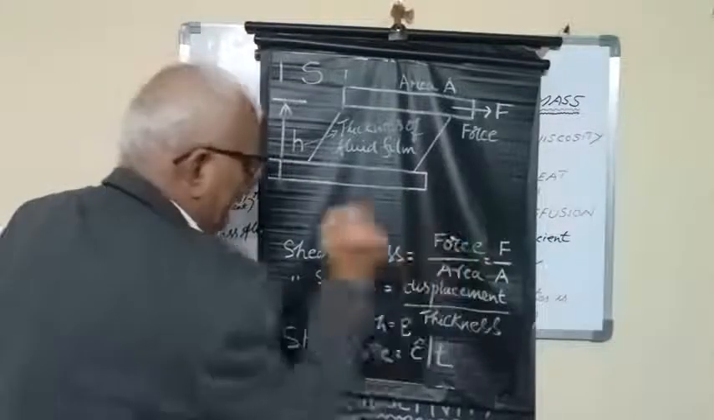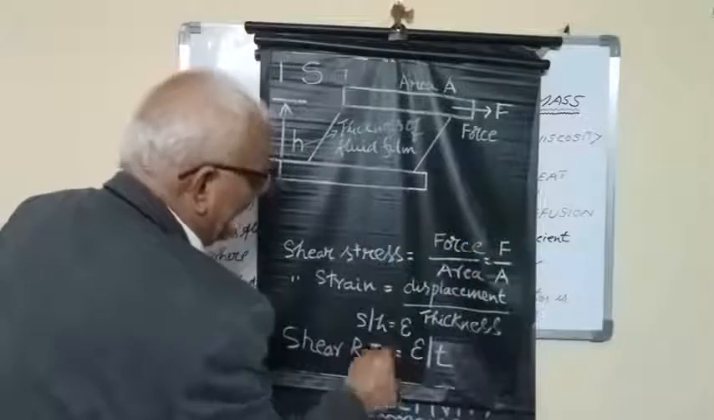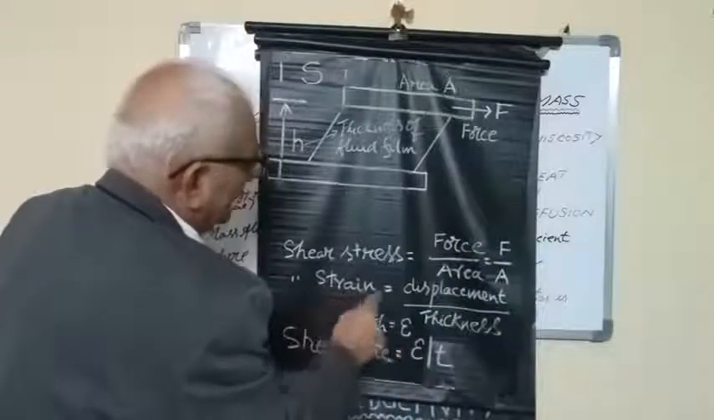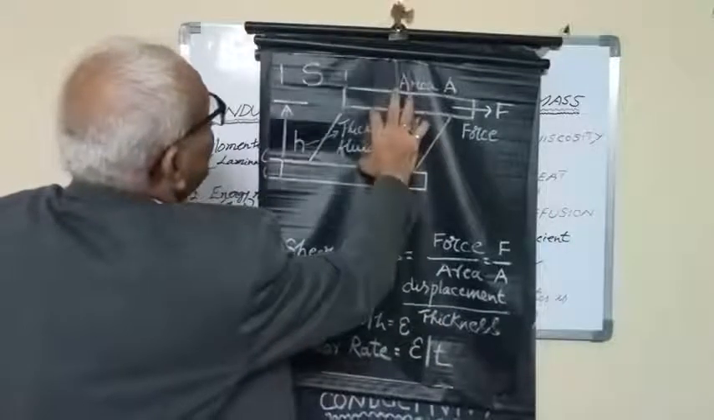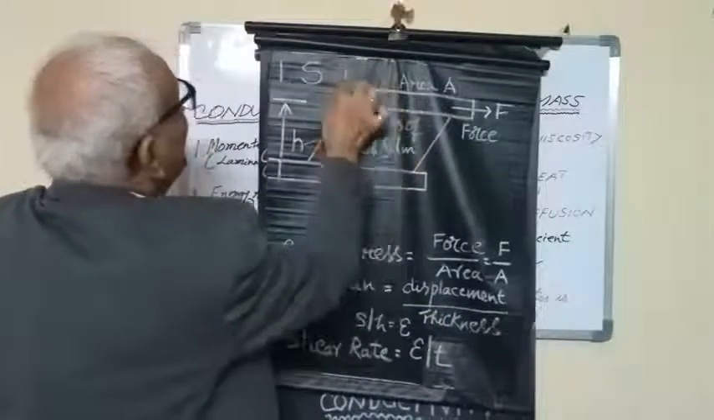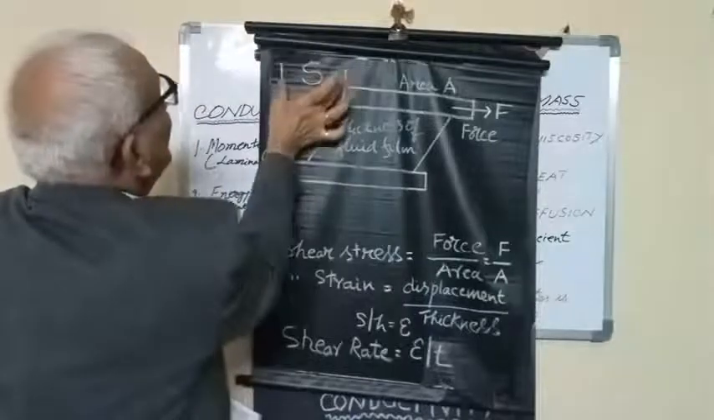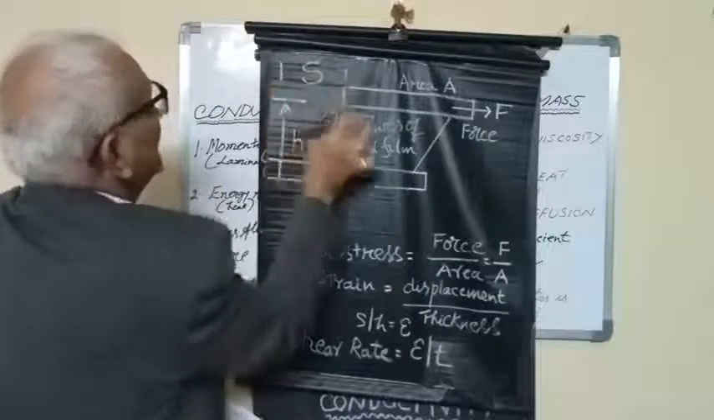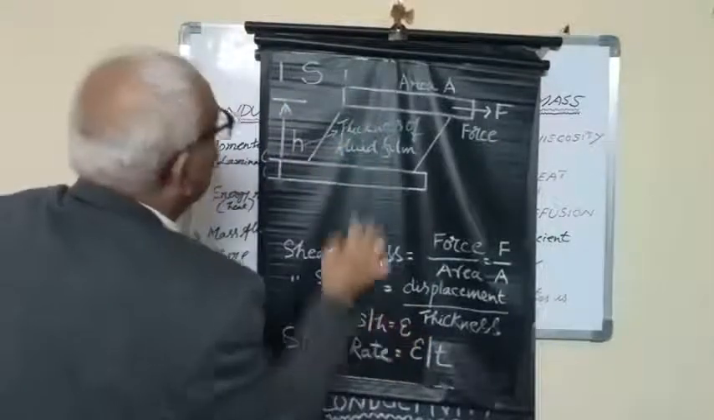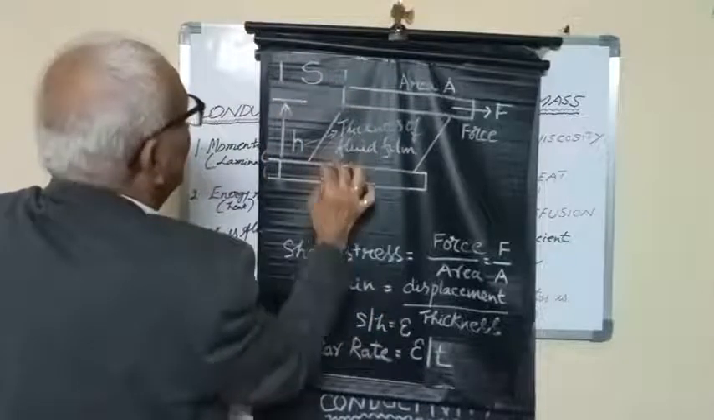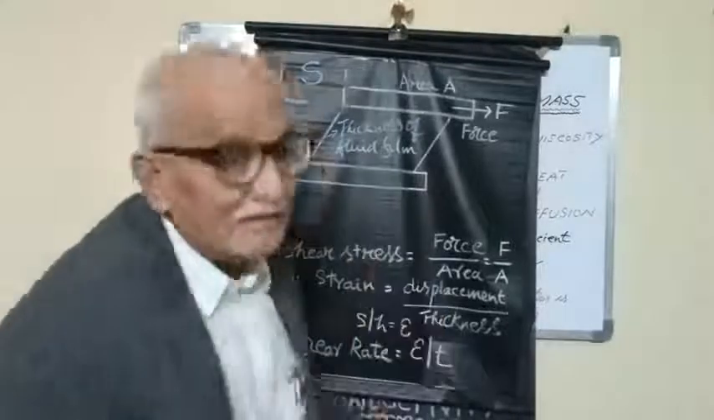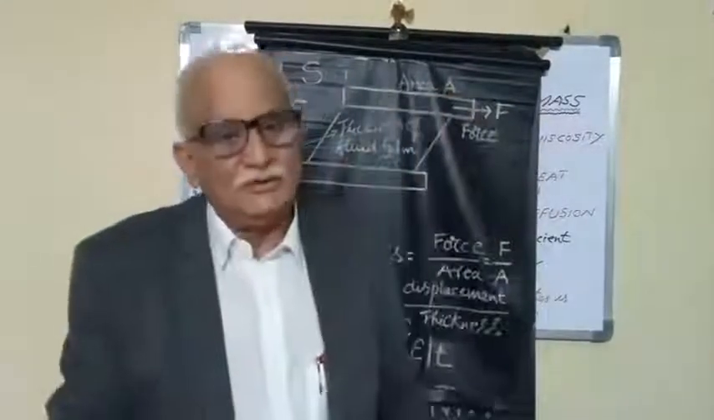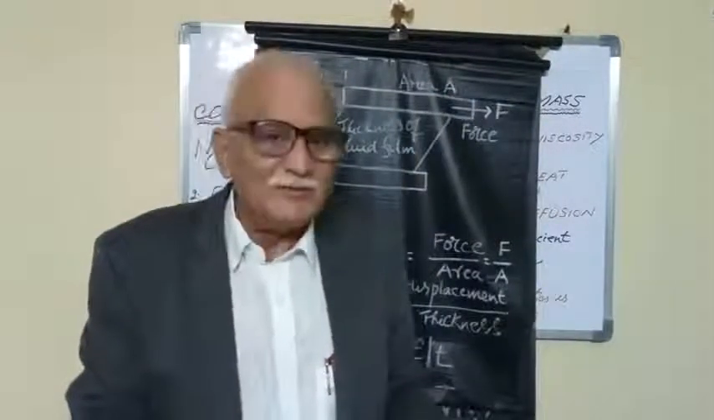That's why F by A. Here, E by T. What is E? Strain, displacement by thickness. This is the thickness of the fluid. Displacement is from here to here, S by H. This is the displacement S, and this is the thickness H. So the shear rate is E by T. That's what we get. So this is what we call the momentum flux.